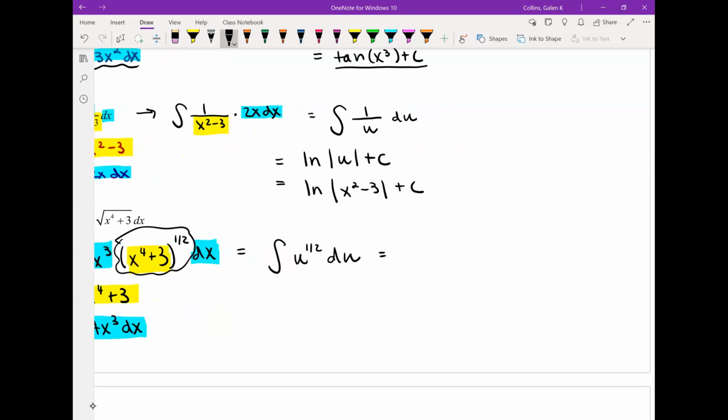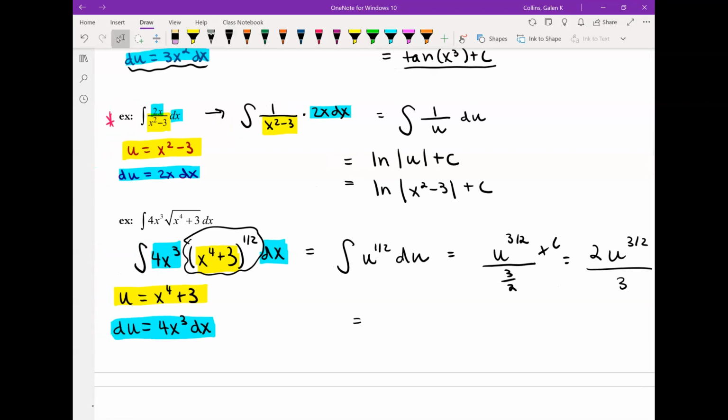My antiderivative, I'm going to add 1 to my exponent, and then I'm going to divide by my new exponent, which is 3/2, and that's the same as 2u to the 3/2. Ooh, I forgot my plus c. Sorry, 2u to the 3/2 over 3 plus c, our constant of integration. And so lastly, we could substitute back our expression for x. So that is 2 times x to the 4th plus 3 to the 3/2 power over 3 plus c, the constant of integration.